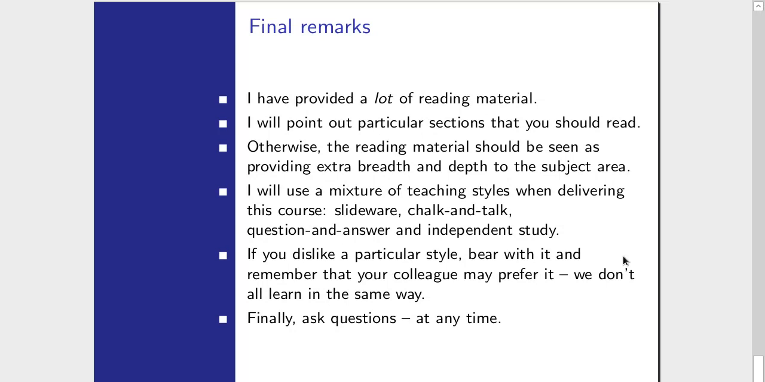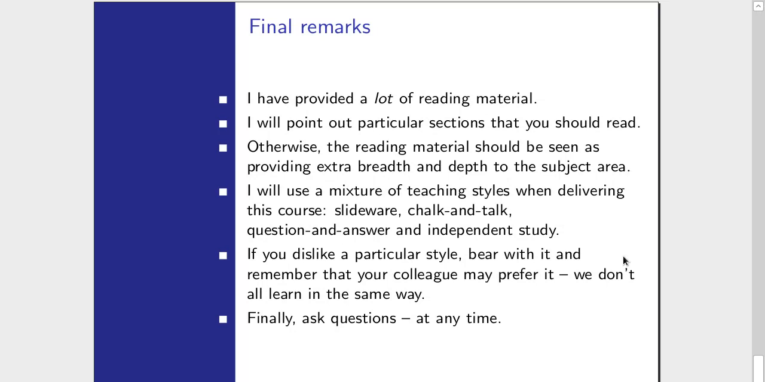I will use a mixture of teaching styles. One of them is delivering some of the content over the internet like this. That's probably not going to happen again, but for this introduction it's useful to have a video. I will use slideware, putting slides up on screen, chalk and talk, so get a whiteboard marker and scribble things down. Question and answer stuff, standard Socratic method, and then we'll have a look at some independent study as well.